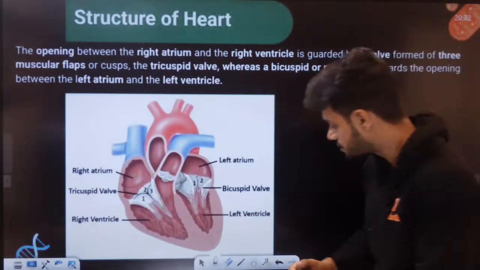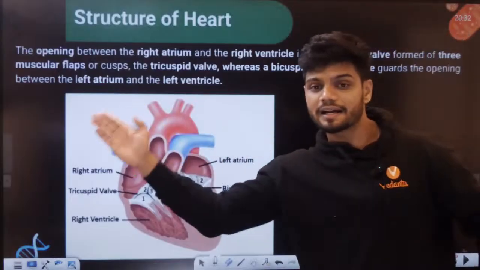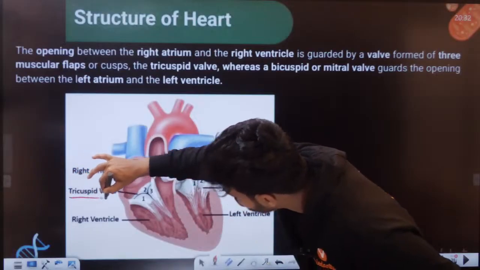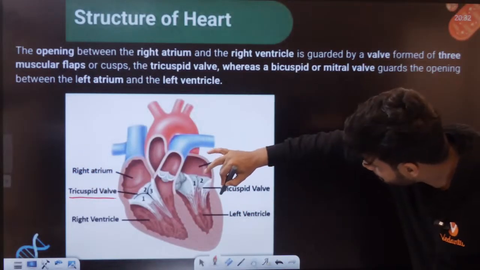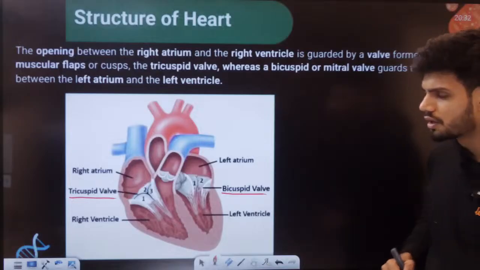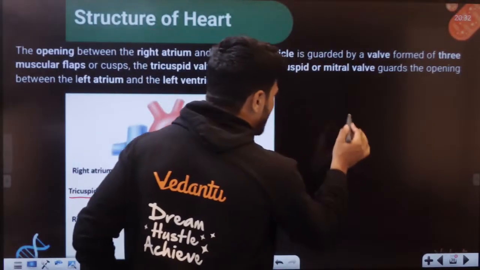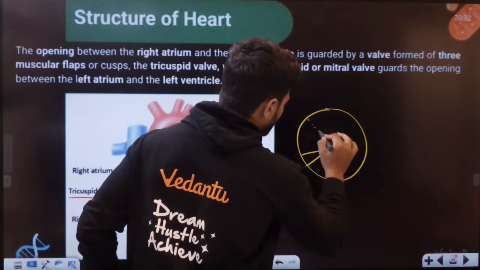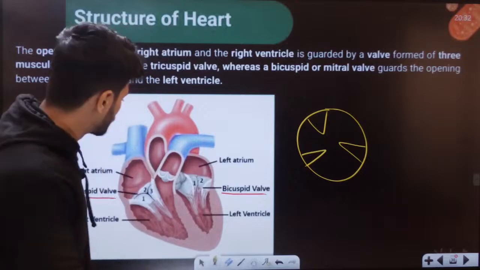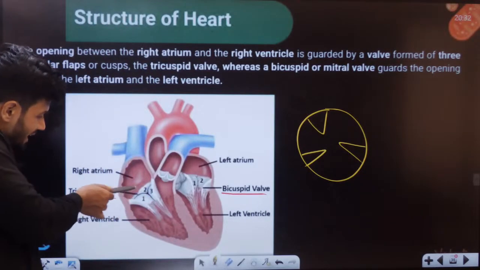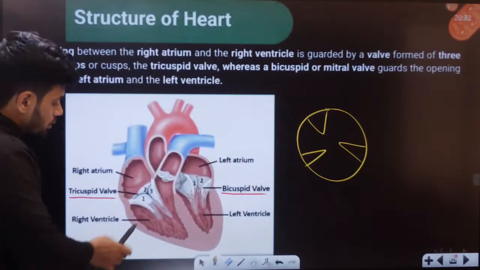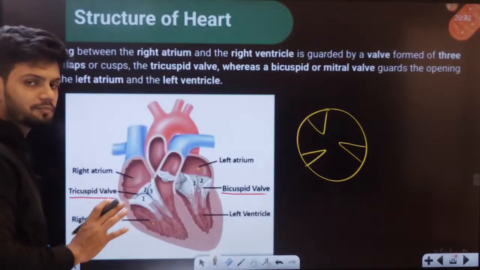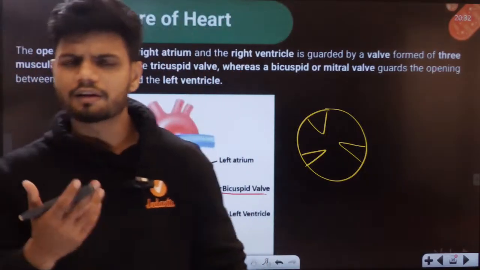Now, which valve do you find here? On the right side, we find the tricuspid valve. On the left side, we find the bicuspid valve. How does this valve look? It looks something like this. Three cuspids are present, three different cuspids like this. So the tricuspid valve and the bicuspid valve connect these chambers to each other. So this much is done. Yes, questions will come from the diagram.